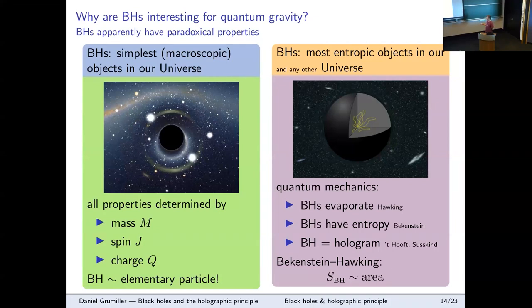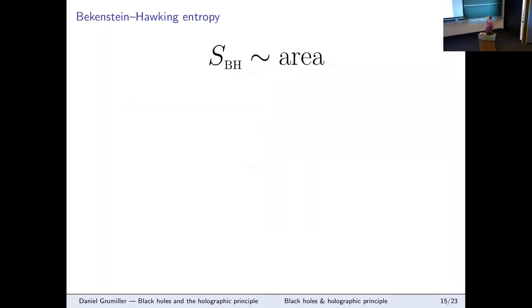So this has to do with the famous Bekenstein-Hawking or black hole entropy formula that the entropy of a black hole scales like the area of the horizon. And that's the only formula that I want you to take away from this talk if you're a non-physicist. So since it's so important, I display it again in bigger letters. This is the Bekenstein-Hawking entropy.